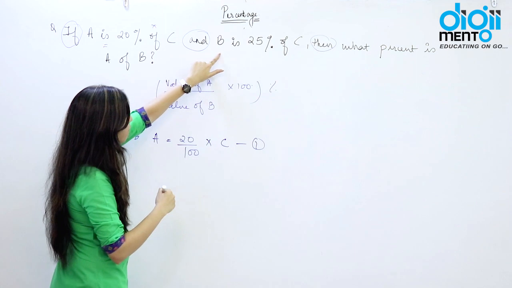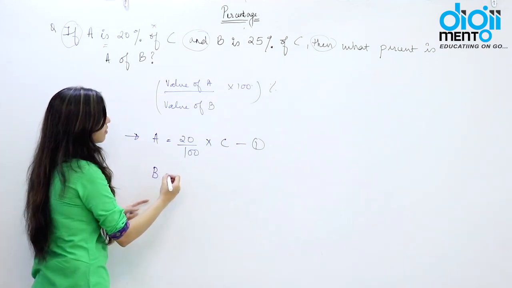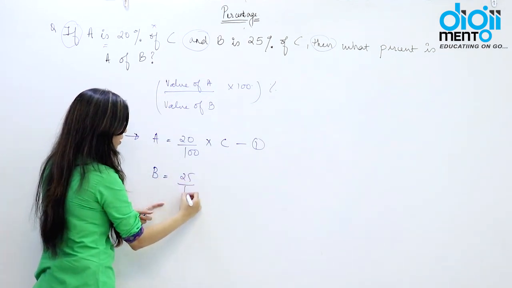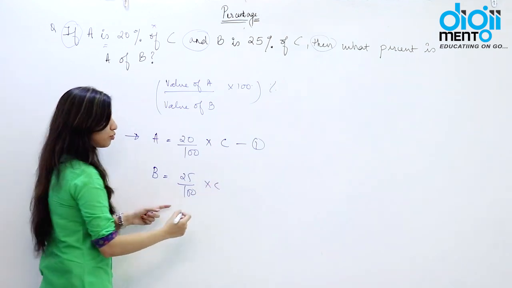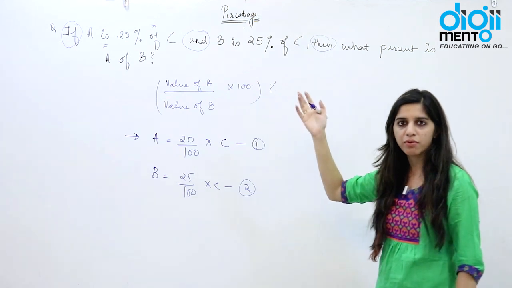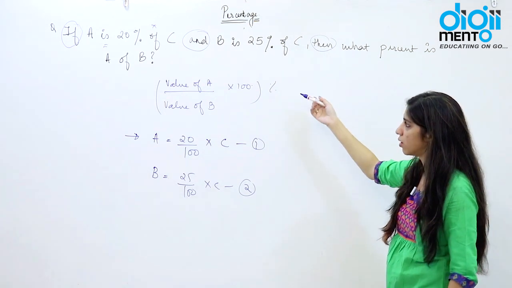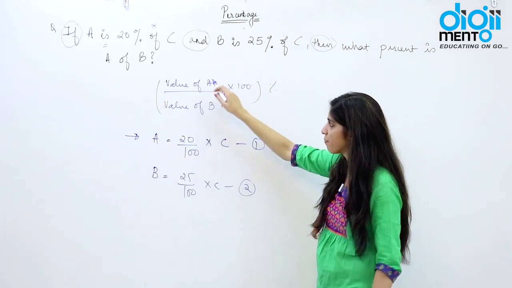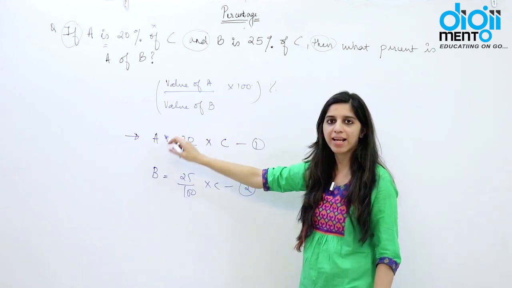Come to the next line, B is 25% means 25 by 100 of C into C. This is going to be my second equation. Now already when we read this question the first time, we saw that we need to find out this. We need to divide A and B.